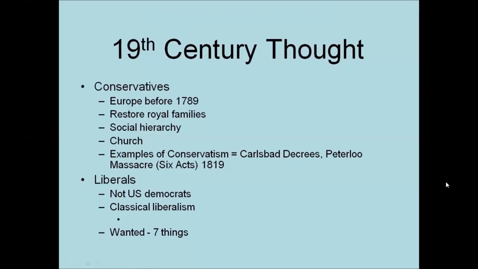So let's get into a little bit of what's coming out of 19th century thought. What are the groups of people, and groups of ideas, that are vying for power during this time? You have the conservatives, which are represented essentially by the Congress of Vienna and by Metternich and his ideas. He wants to go back to almost the time of the ancien regime, the time period previous to 1789. Restore royal families, go back to the social hierarchy. The church is going to often support this viewpoint.